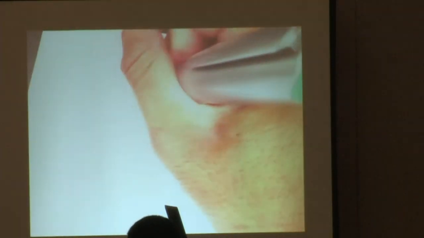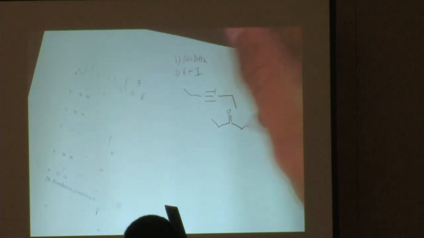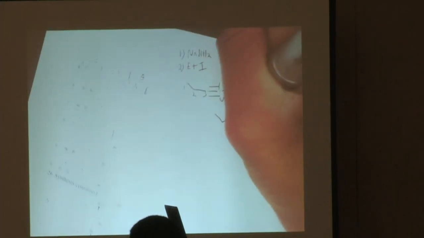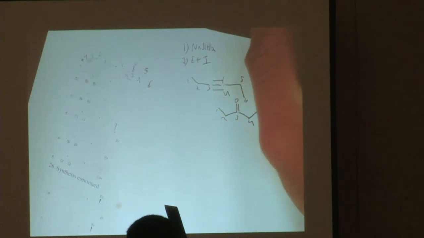1, 2, 3, 4, 1, 2, 1, 2, 3, carbonyl. 1, 2, so 1, 2, 3, 4, 5, 6. 1, 2, 3, 4, 5, did I add the right amount? 1, 2, 3, 4. Two, three, C11O, 4, 5. So should have one extra carbon.